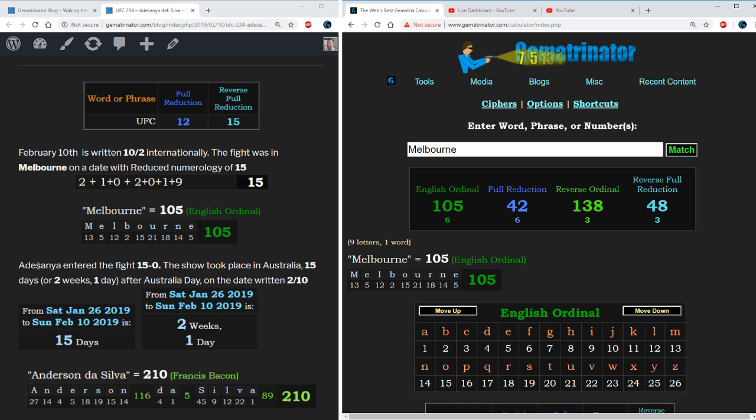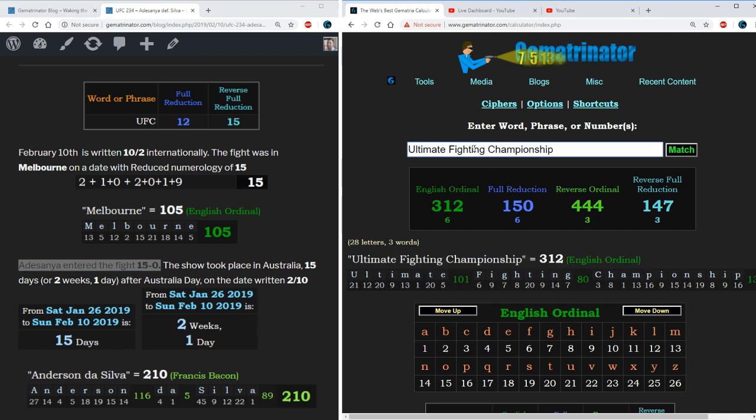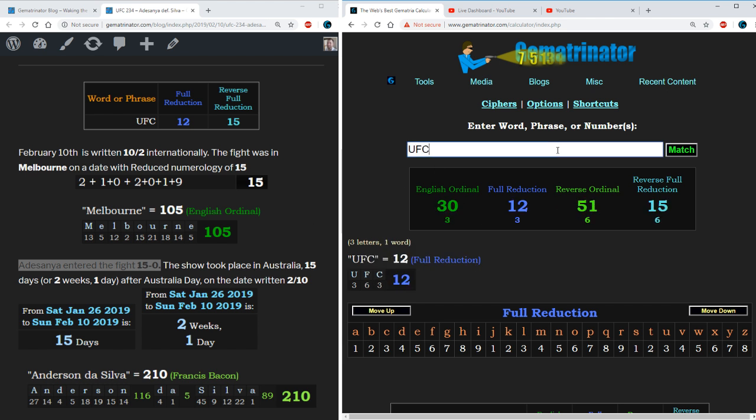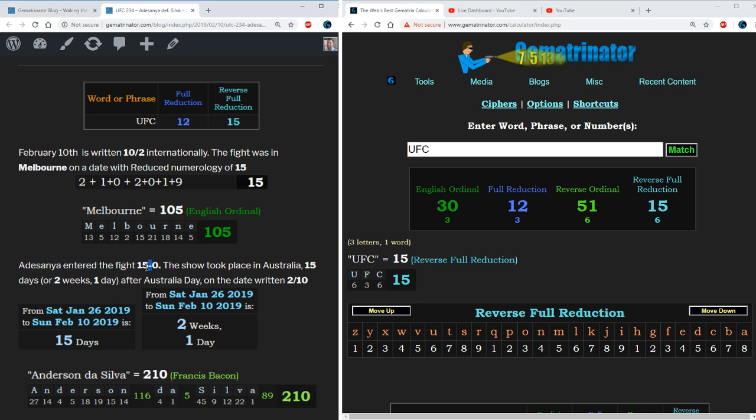Speaking of the number 15, Israel Adesanya, who headlined the main event against Anderson Silva, came into the event with a 15-0 record. When you write out Ultimate Fighting Championship in reduction, notice how it sums to 150, like his record 15-0. We'll talk about a couple of other of these numbers shortly. But looking back at the reduction gematria of UFC again, we mentioned how the number 15 was significant. 15 numerology took place in Melbourne. Adesanya came in with 15 wins.